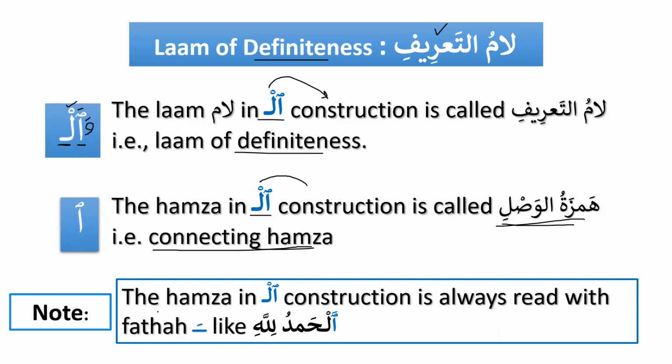Note, this is the note that I explained earlier in the beginning of the lesson, that the Hamza in the al construction is always read with fatha. How do we read it? With fatha. When? Always. Whenever you start a word with Hamzatul Wasl, you have to read it with Fatha. You cannot read it with Dhamma or Kasra. I'm not talking about anything else. Please forget about everything else that you see in the Arabic language or in the Quran as of now. The only construction that we need to focus on today is the al construction. That's the most important thing.